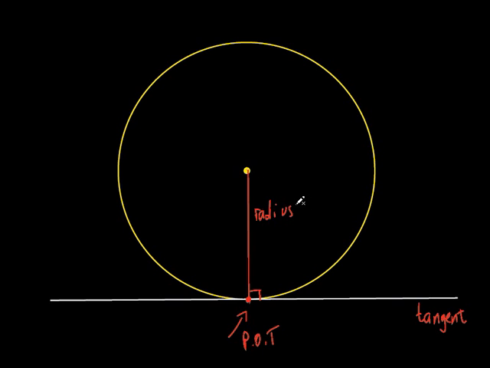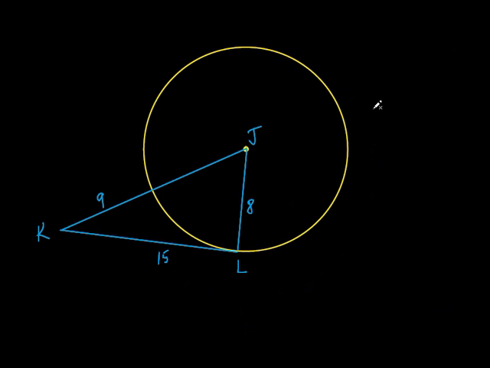All right, but I don't have a triangle here, do I? Well, let's take a look at this next example and see how we can use this. Here's the example. We have a circle with a radius drawn from J to L, and we want to determine whether or not KL is actually tangent to circle J.